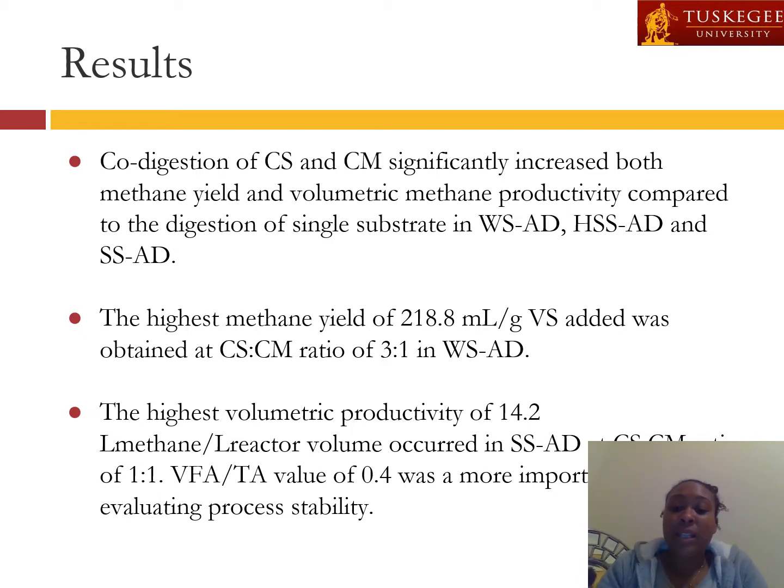So that follows with the last point being the highest volumetric productivity of 14.2 L-methane per L-reactor volume, which occurred in the SSAD, the semi-solid anaerobic digestion condition, at a corn stover to chicken manure ratio of 1 to 1. And the volatile fatty acids to total alkalinity value, which was 0.4, was important for evaluating the process stability of reactors for the future.